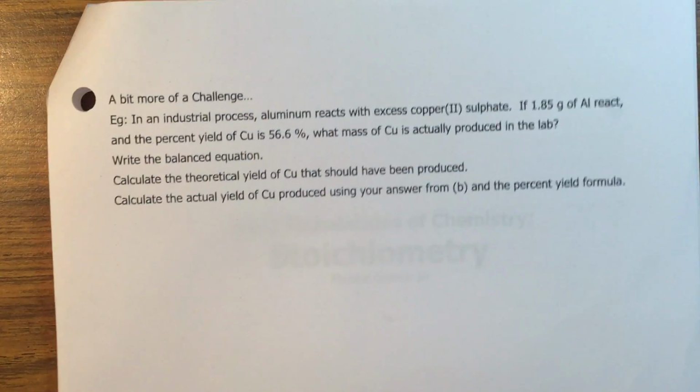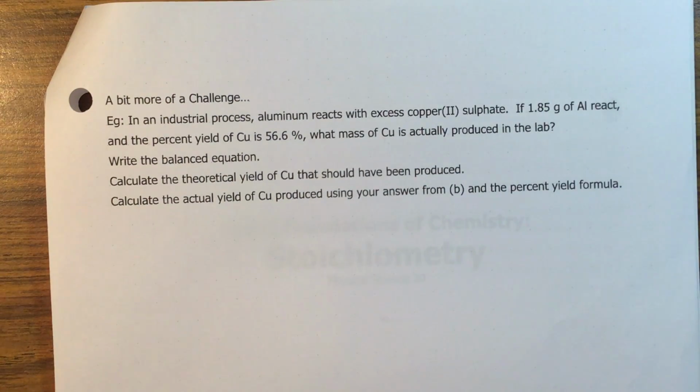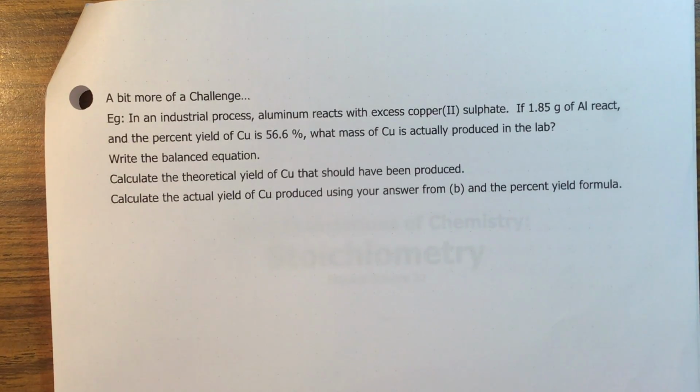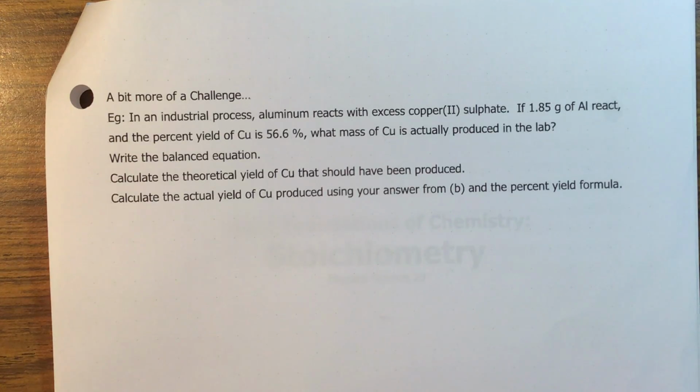Last one, a bit more of a challenge. In an industrial process, aluminum reacts with excess copper(II) sulfate. If 1.85 grams of aluminum reacts and the percent yield is 56.6%, what mass of copper is actually produced in the lab? So we're going to write the balanced equation. We're going to calculate the theoretical yield of copper that should have been produced. And then we're going to calculate the actual yield using our answer from that.